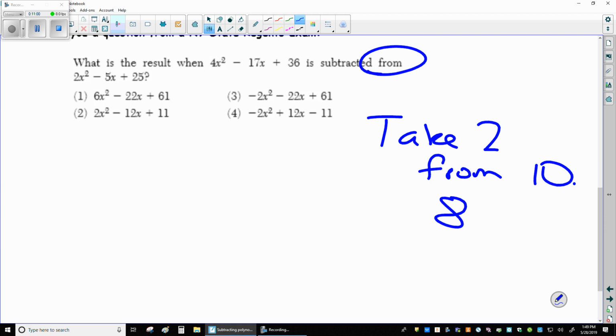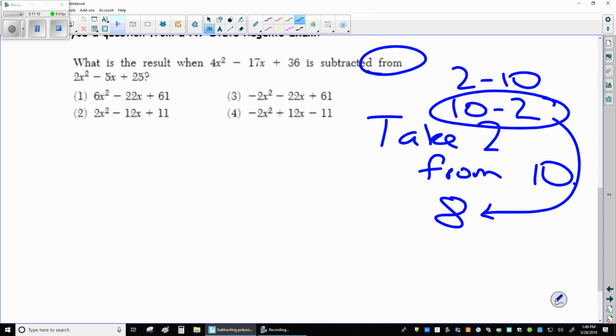What do you notice about the math sentence here? Did I go 2 minus 10 or 10 minus 2? Obviously I want 10 minus 2. That's how you get 8. So the order does matter because this up here would give me negative 8. So whenever you see that word from and they're talking about subtracting, you actually have to switch them around. You're going to start off with that 2x squared minus 5x plus 25.